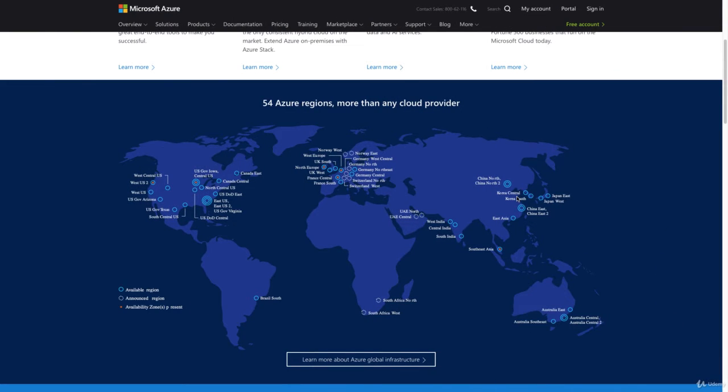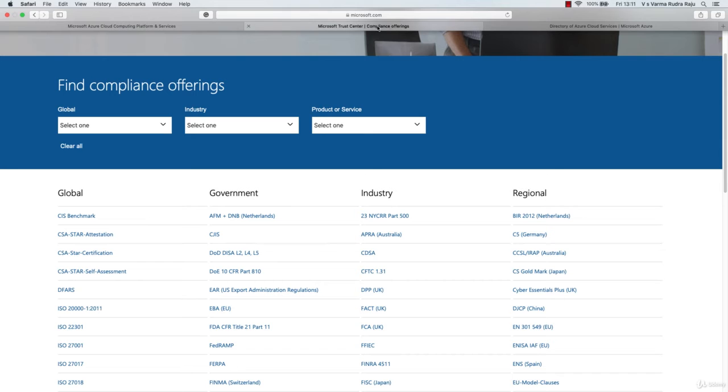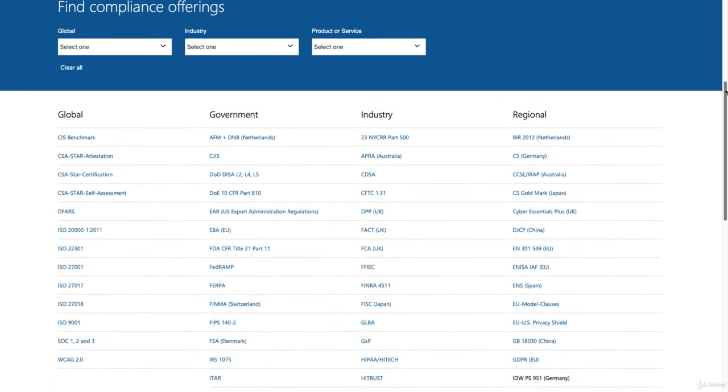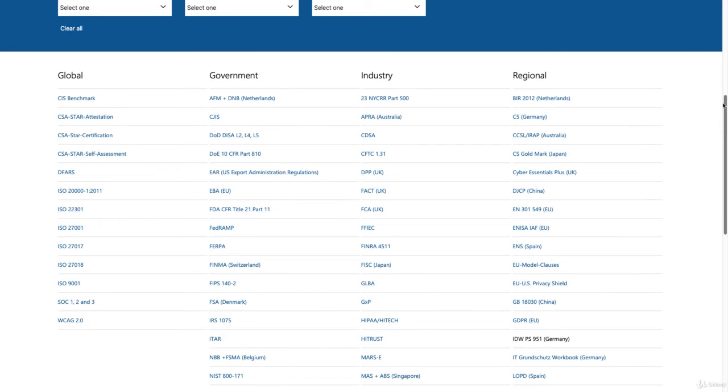So here are the regions. We have 54. Most of them are present in US, Europe, China, India, and Australia. There are some regions available in South America also, which is Brazil South. And there are a few regions that are coming up in South Africa and also UAE. Okay. And in terms of compliance offerings, you can see here there are a number of compliance offerings that are offered by Microsoft in the Azure area.